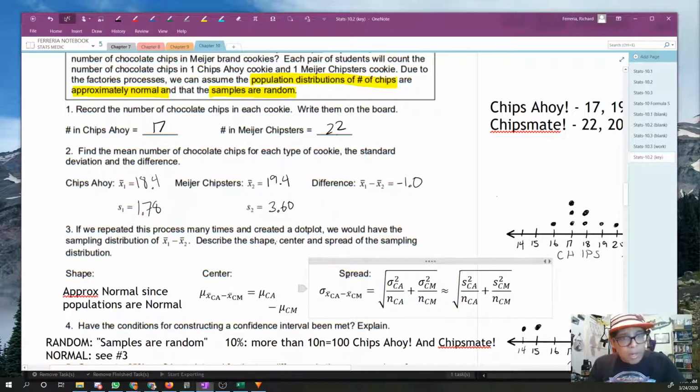And the spread, the variability, there is this formula right here. It's going to be the square root of sigma of Chips Ahoy squared over the number of Chips Ahoy cookies, plus sigma of Chipsmate squared divided by the number of Chipsmate cookies. Now, you should also remember that if we knew the population standard deviations, we would use them. So we're going to approximate those with s, the standard deviations of our samples. That means that we have to use a t distribution.